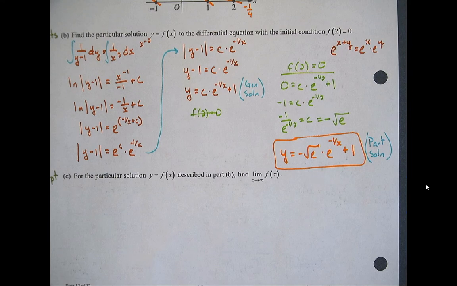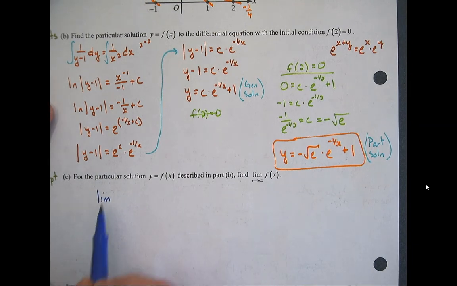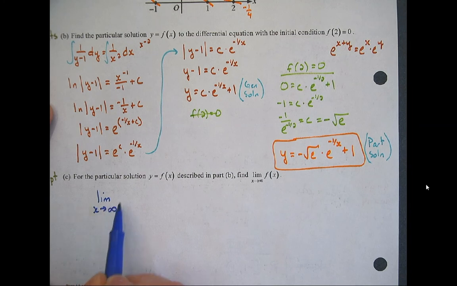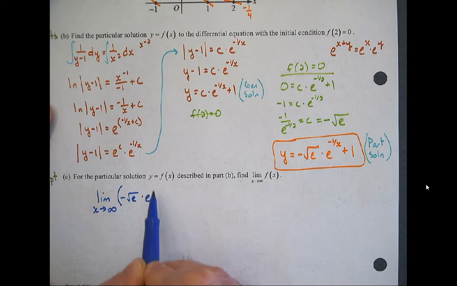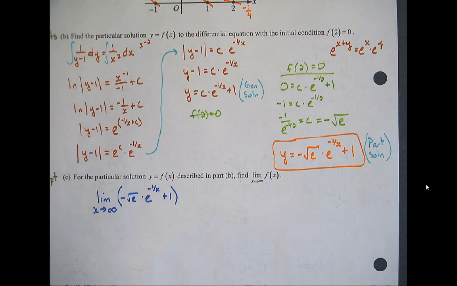The last one for this section, 5.2, for particular solutions, y equals f of x, described in part B, find the limit as x approaches infinity. So what we did in orange, there's our function. So we want to find the limit as x approaches infinity of negative root e times e to the negative 1 over x plus 1.